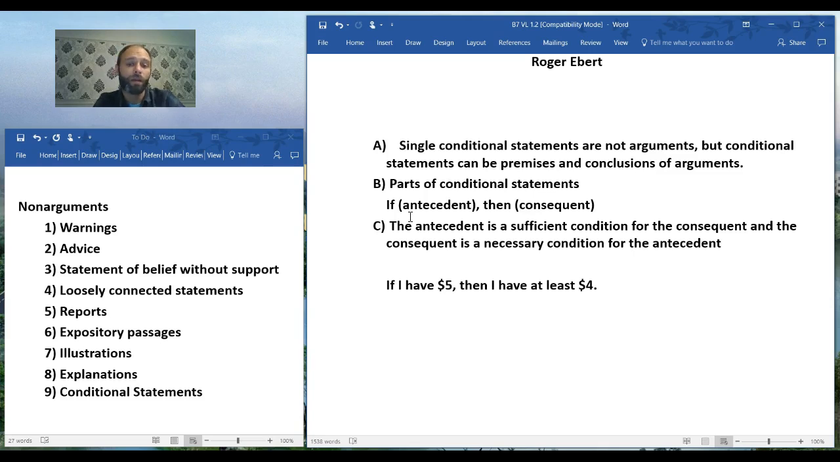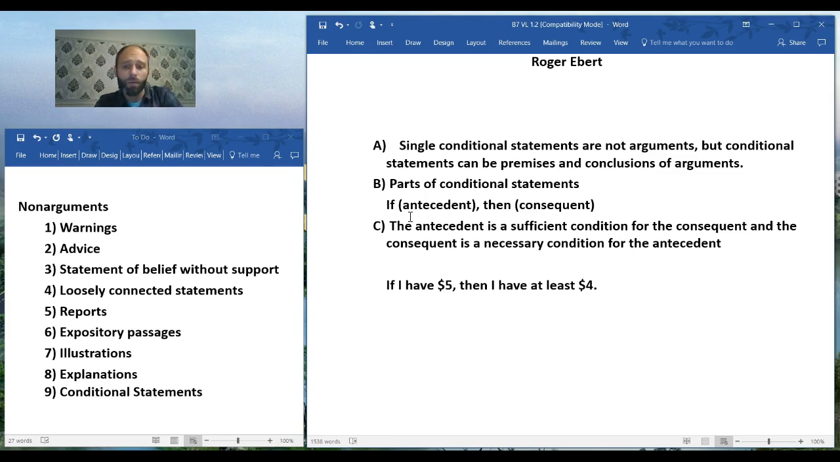So we said that in a true conditional statement, and this is an example, if I have $5, then I must have at least $4, right? That's true. And we said that the antecedent is a sufficient condition for the consequent. So this conditional statement is true. And the antecedent is, I have $5. If it's true that I have at least $5, then that's enough to know that I have at least $4. We wouldn't need any other information to know that I have at least $4.